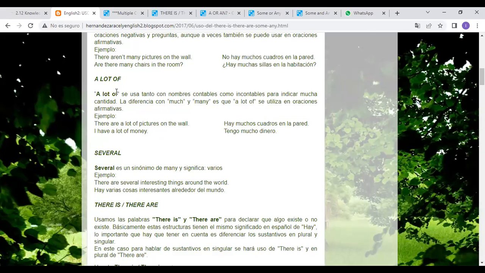You can say "a lot" or "a lot of." But "a lot," just "a lot," I recommend you better to use "a lot of." You can also say "a lot," but it's more common to say "a lot of," okay?